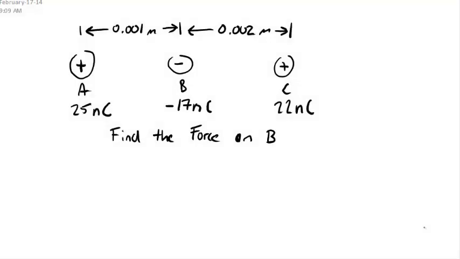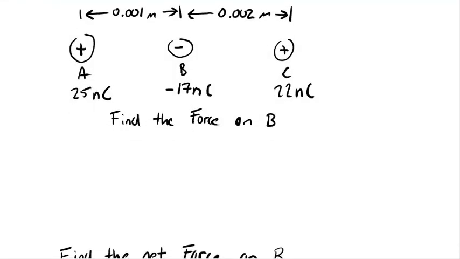Alright, so now I have an example here where I have three charges. 25 nanocoulombs is 0.001 meters away from B, which is negative 17 nanocoulombs, and that's 0.002 meters away from the 22 nanocoulombs. So what I want to find out is, what is the force on B? Now I'm not going to use negative and positive signs in my equations. I'm going to take a look at directions.